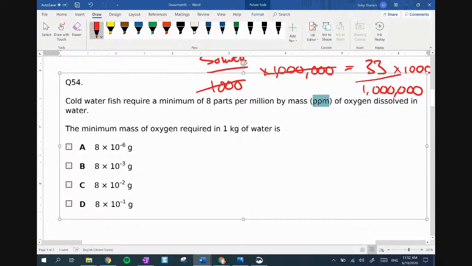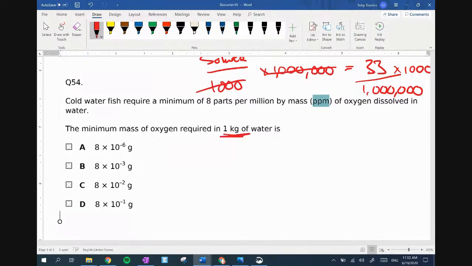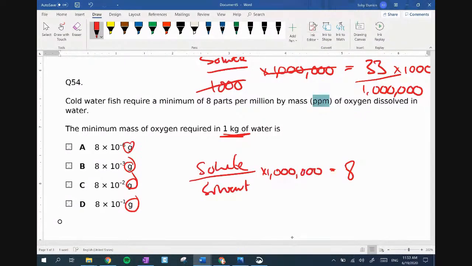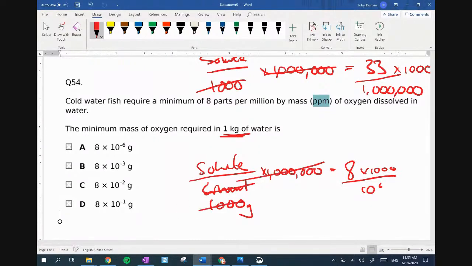Cold water fish require a minimum of 8 parts per million by mass of oxygen dissolved in water. The minimum mass of oxygen required in 1 kilogram. So there's my solvent. So solute over solvent times a million, 10 to the 6. And they need 8 parts per million. So for a kilogram we need it in grams, so we need to make sure we're using grams. That's 1,000 grams of the solvent. Reorganize: times 1,000 divided by 10 to the 6, and I'm done. 8 times 1,000 divided by 10 to the 6 gives me 8 times 10 to the minus 3.